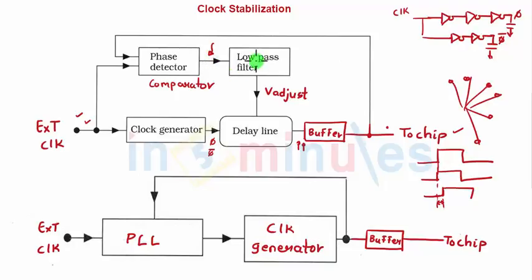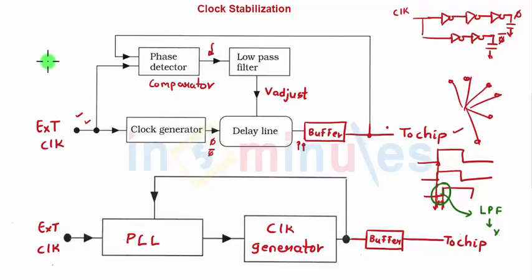This output voltage will be given to a low pass filter and it produces a voltage that will adjust the delay line. For example, if this was my external clock and this was my internal clock, the phase detector will detect this small difference. It will produce an output which goes to a low pass filter, which in turn will produce a voltage which will ensure that this will get synchronized to the external clock. Very simple. This is nothing but the concept used by phase lock loops. We'll understand the details of phase lock loop in a few seconds.